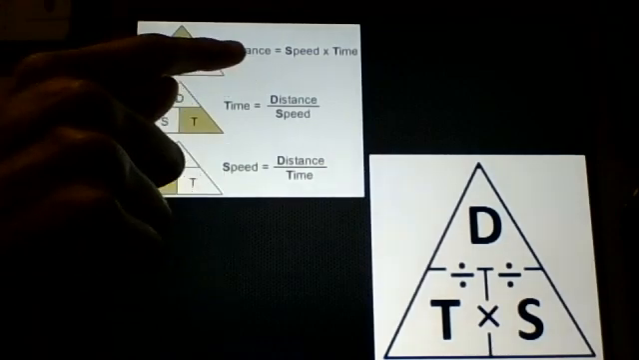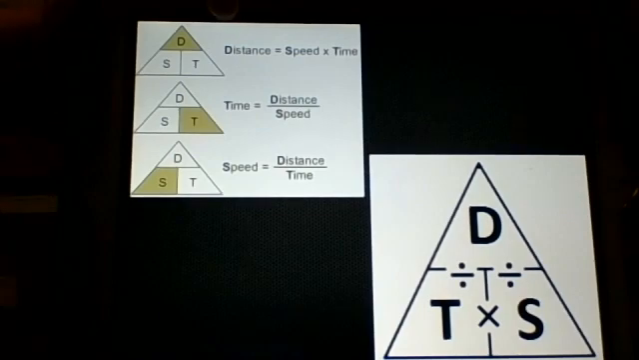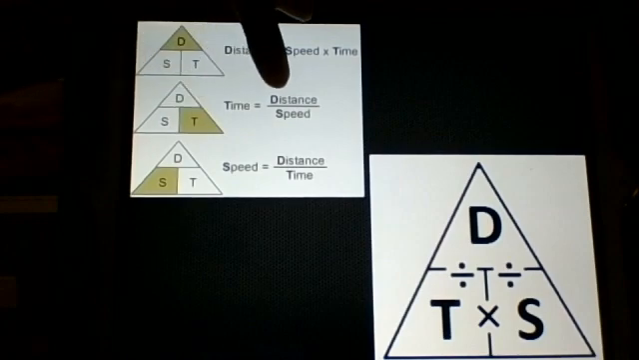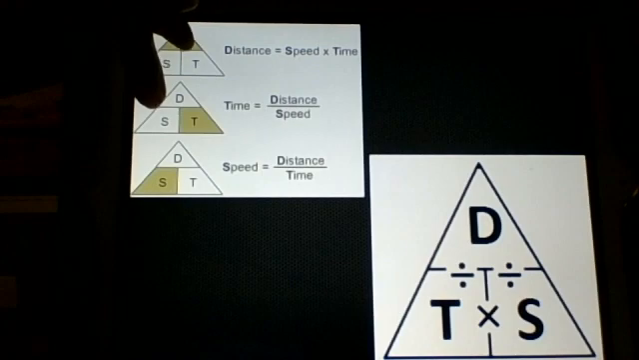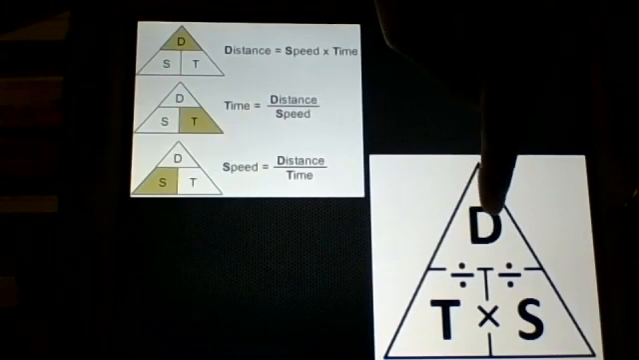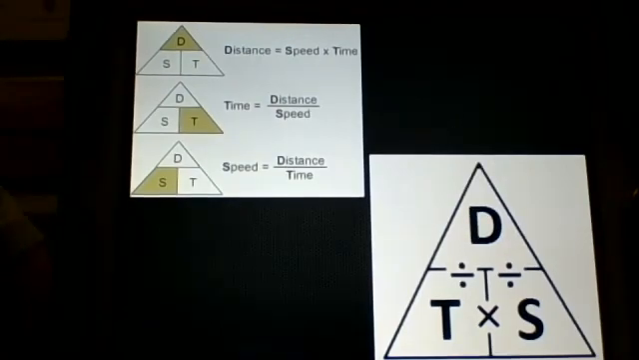If I want to find the distance, I'm going to take the speed of something and multiply that by the time. If I want to find time, I'm going to do distance divided by speed. If I want to find speed, I would do distance divided by time. This little triangle right here will help you out a lot. Attached to my PDF form, I have also put my own journal notes on there for you to look at.